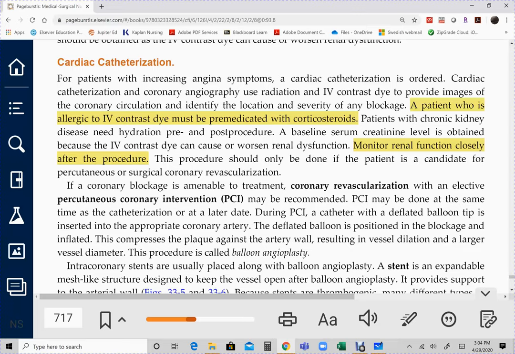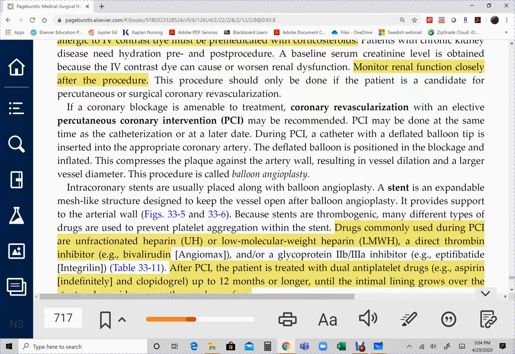So if they're showing signs of kidney injury, then we'll do hydration, okay, before and after the procedure. If there's allergy to the contrast dye, depends. If it's anaphylactic, then we can't. If it's not anaphylactic, then we can do steroids. Okay.